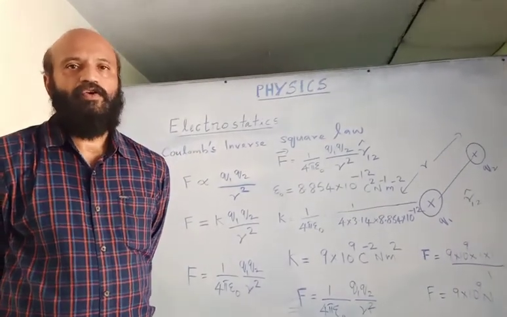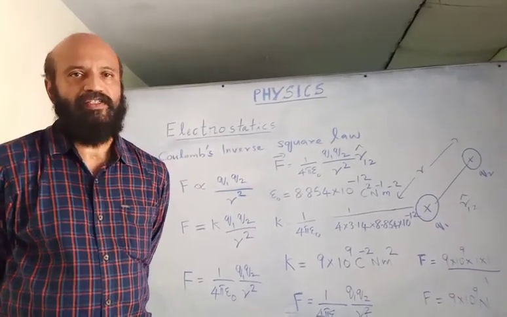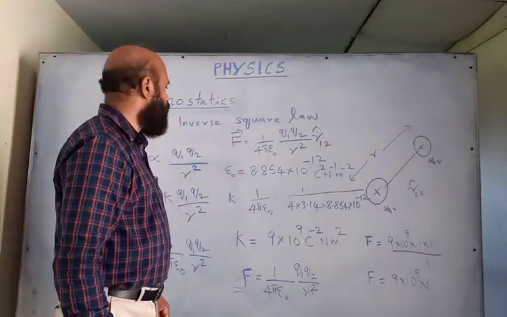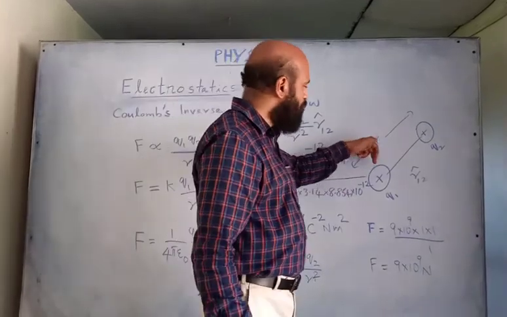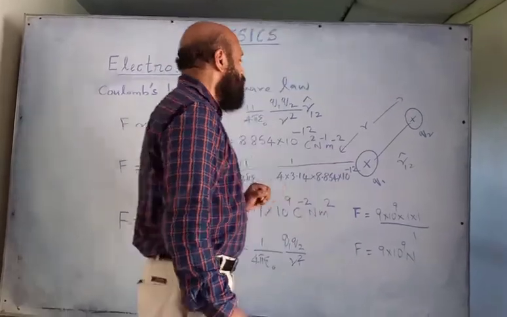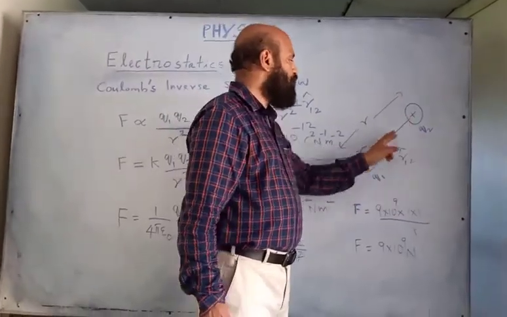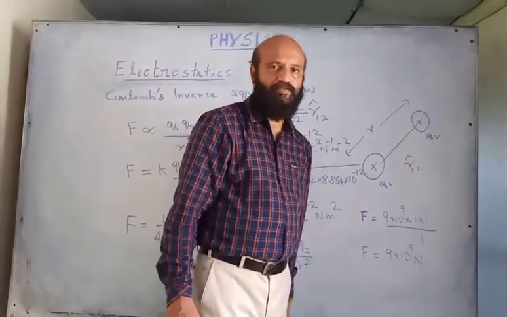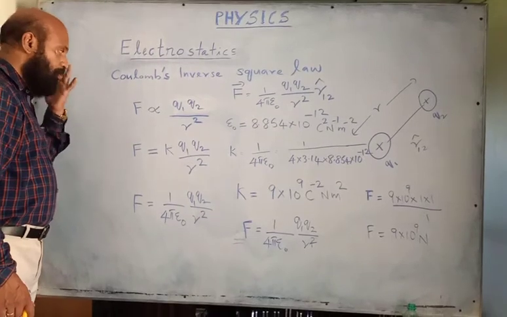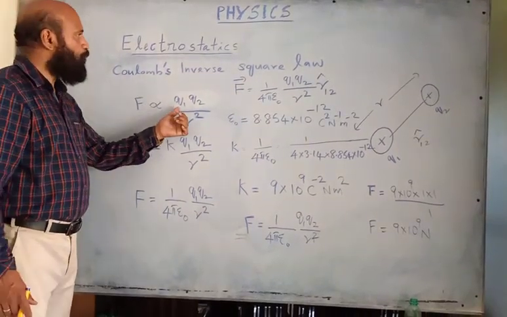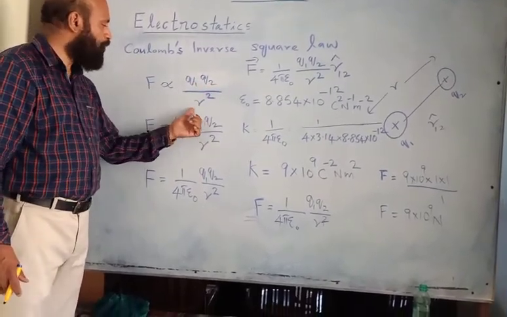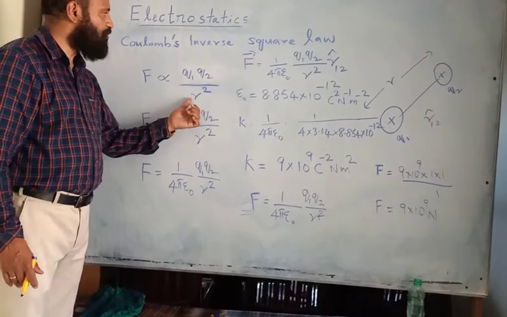The force of attraction or repulsion between two point charges is given by Coulomb's inverse square law. Here there are two charges, both positive, kept at a distance of r. Since both of them are positive, there will be a repulsion. That repulsion is given by Coulomb's inverse square law. Force is directly proportional to the product of the charges and inversely proportional to the square of the distance between them.